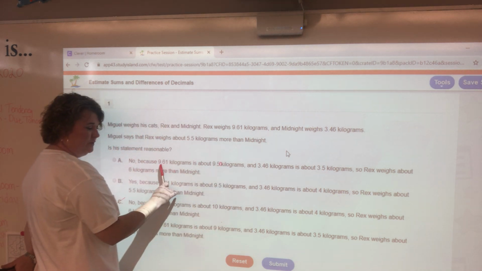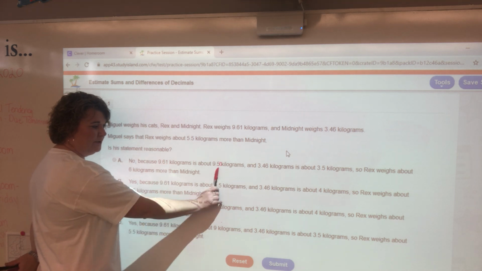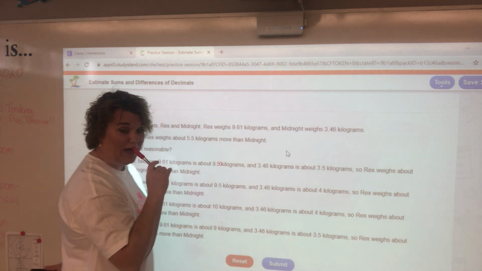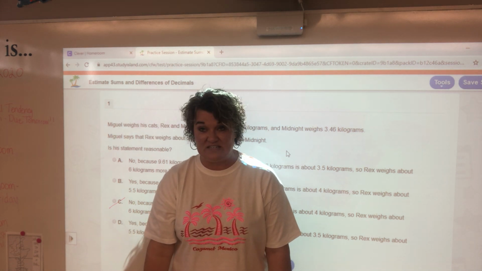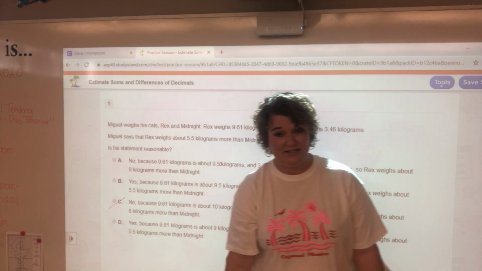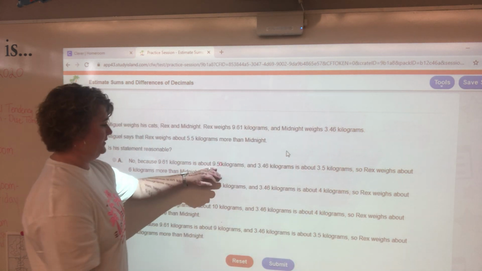So now, would you agree that $9.61 is really close to $9.50? I think I would, because if the halfway mark is $9.50, $9.61 would just be about right here. So far I agree with that.